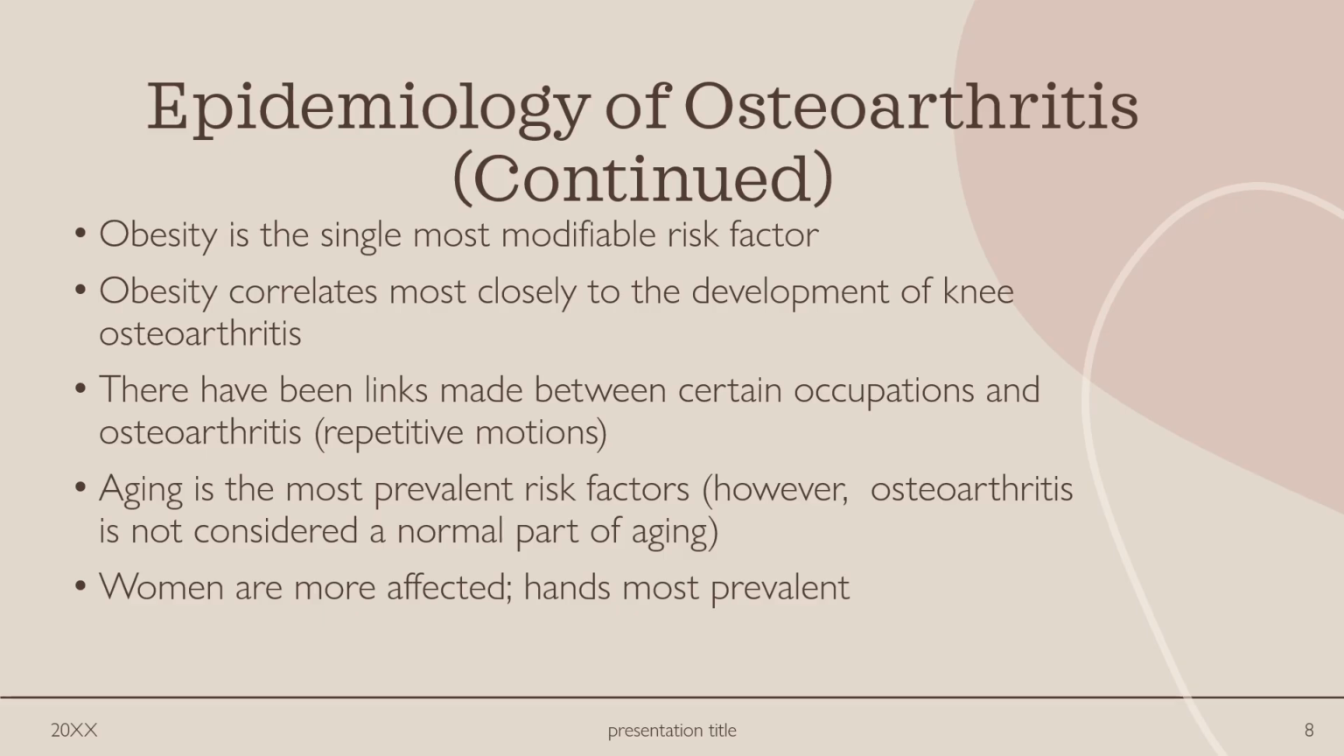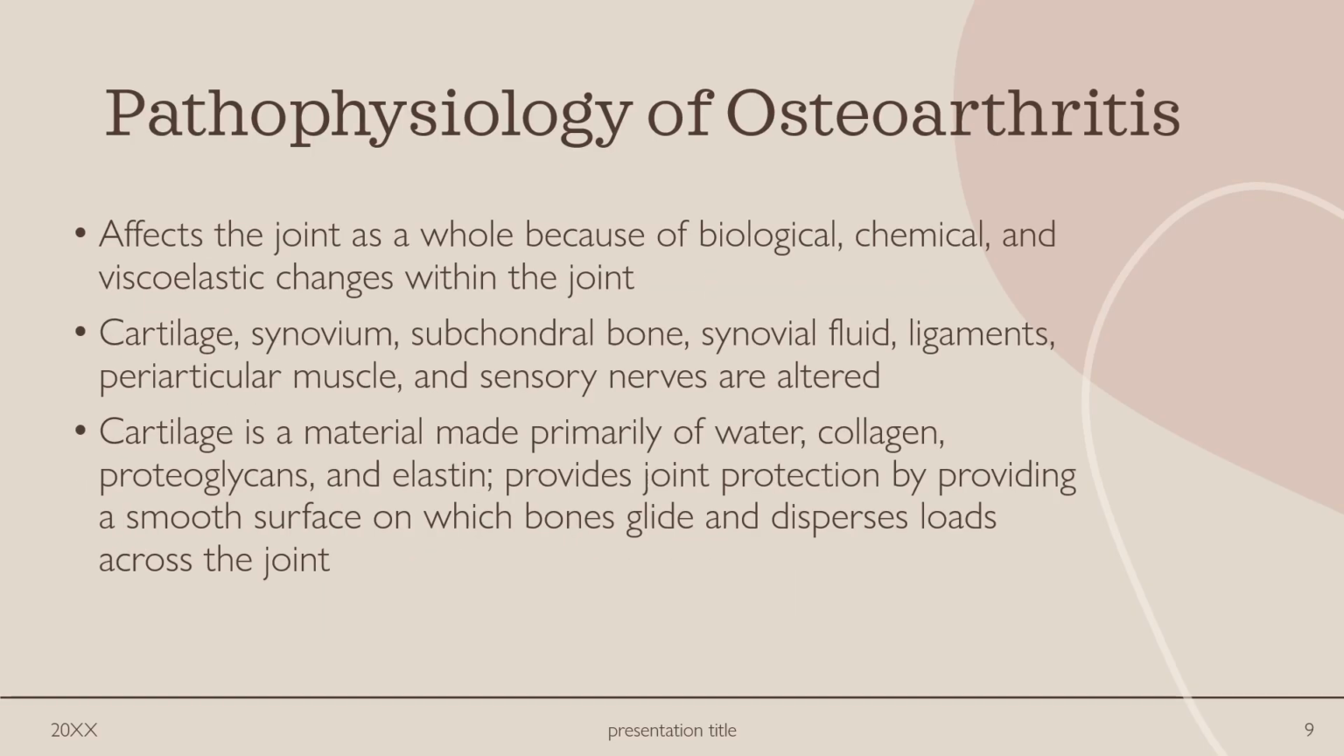Aging now is the most prevalent risk factor. However, osteoarthritis is not a normal part of the aging process. It will happen in the aged, and we said over age 55, but it is not a normal part of the aging process. And women are more affected, and the hands are the most prevalent.